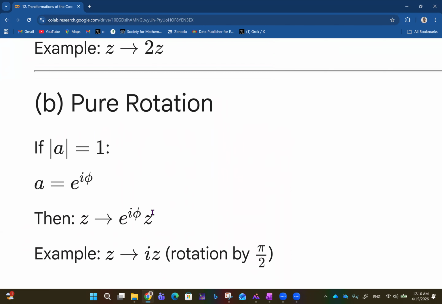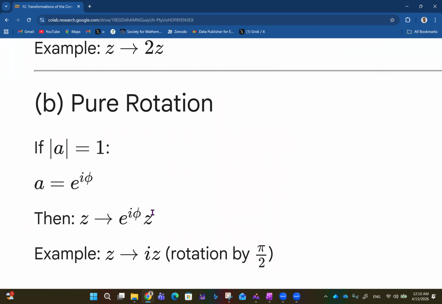That is the scaling that has happened, the rotation that has happened in that case. So an example is when Z becomes iZ. So you have a rotation by 90 degrees, that's pi over 2. Rotation by pi over 2 in that case, when Z becomes iZ. So let's look at some examples like that.